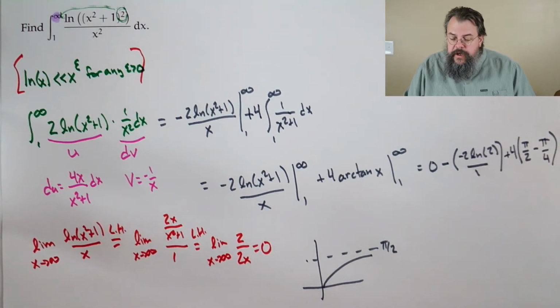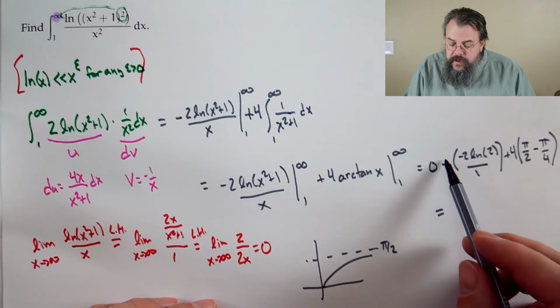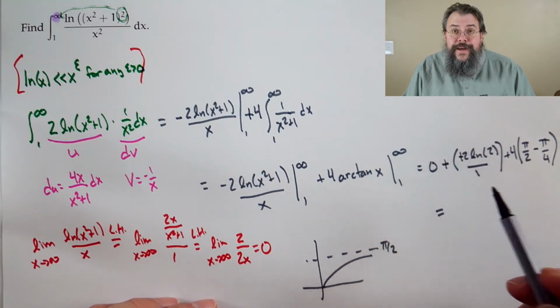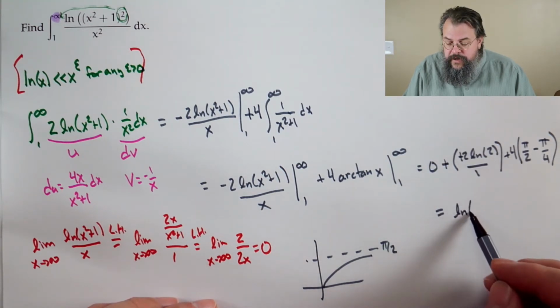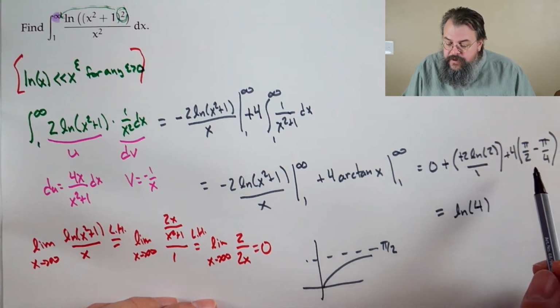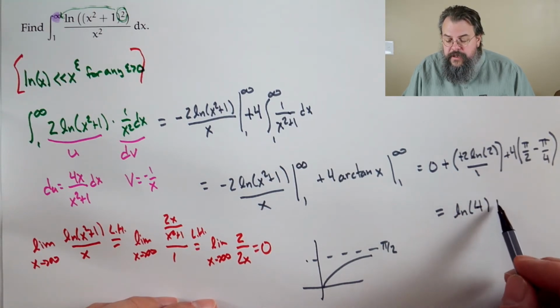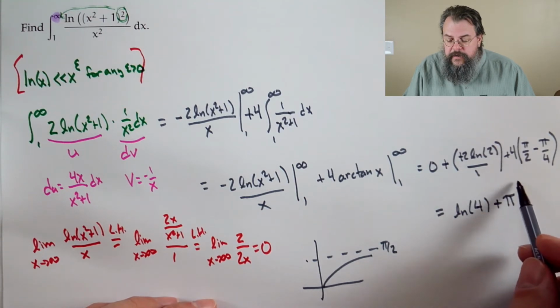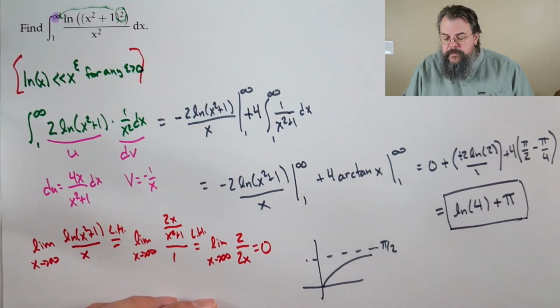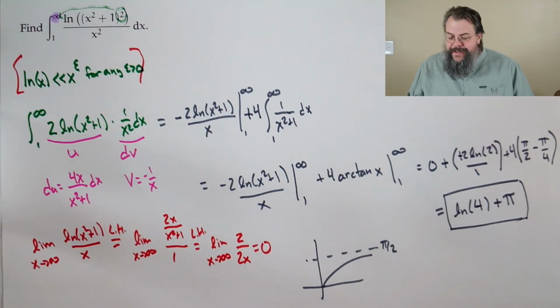And now we're basically done, right? What do we have? We have 2 log 2. And if we wanted to, we could say that 2 log 2 is the same as log of 4, 2 squared. And then what happens here? Pi over 2 minus pi over 4 is pi over 4. Times 4 more leaves us with pi. So natural log of 4 plus pi. And we're done. There we go.